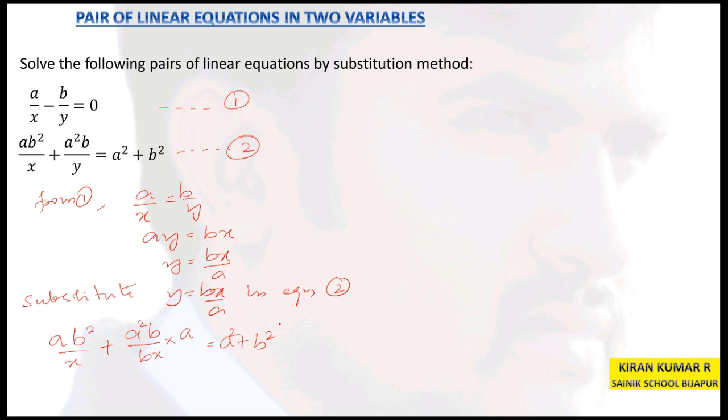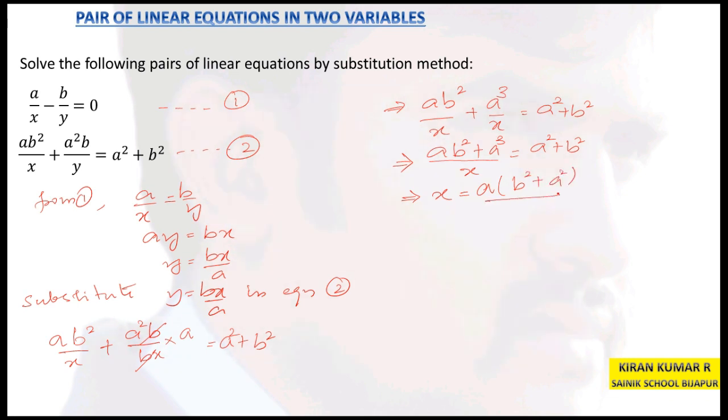Let us further simplify. This b gets cancelled and our equation becomes ab square upon x plus a cube upon x equal to a square plus b square. Take LCM. LCM will be x. We get ab square plus a cube equal to x times a square plus b square. We need to find the value of x. So I will cross multiply and equate it, and it becomes x is equal to, if a is taken common, we will be getting a times b square plus a square upon a square plus b square. These two are one and the same, so we can cancel it out. The value of x becomes a.